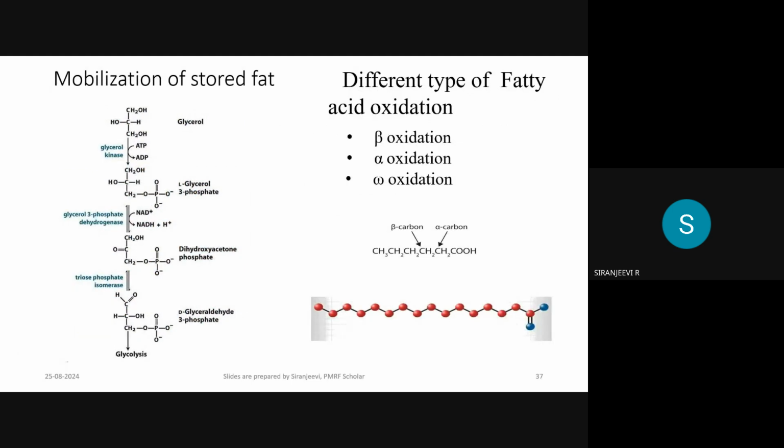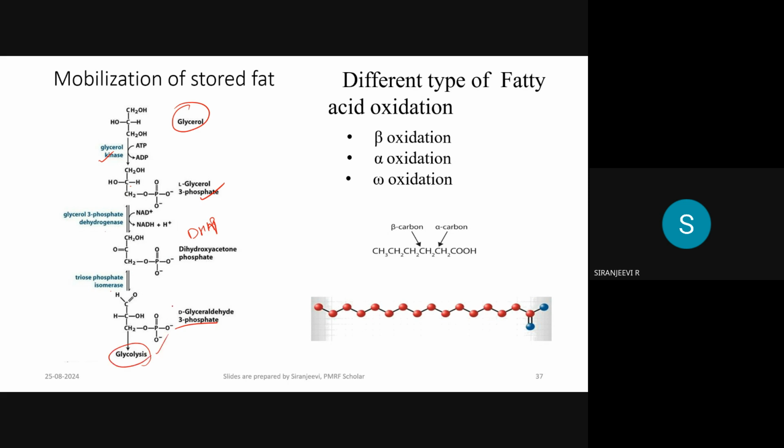Once the glycerol is formed, as we have seen in the last couple of slides, what will happen? First, glycerol will be converted to glycerol 3-phosphate by the action of glycerol kinase. Then glycerol 3-phosphate dehydrogenase converts the glycerol 3-phosphate to dihydroxyacetone phosphate. Then triose phosphate isomerase forms glyceraldehyde 3-phosphate from the dihydroxyacetone phosphate, which in turn gets into glycolysis.